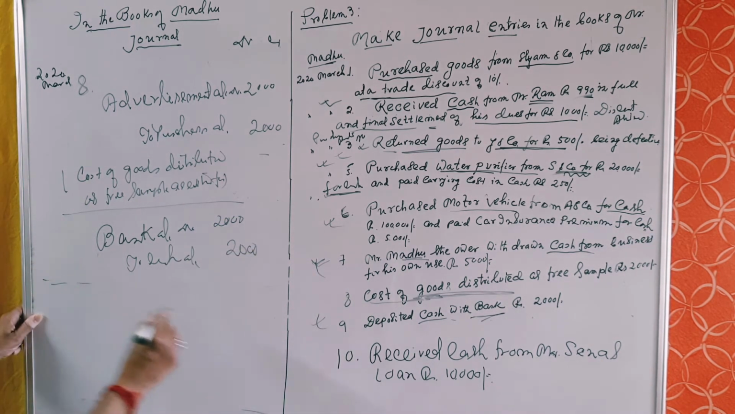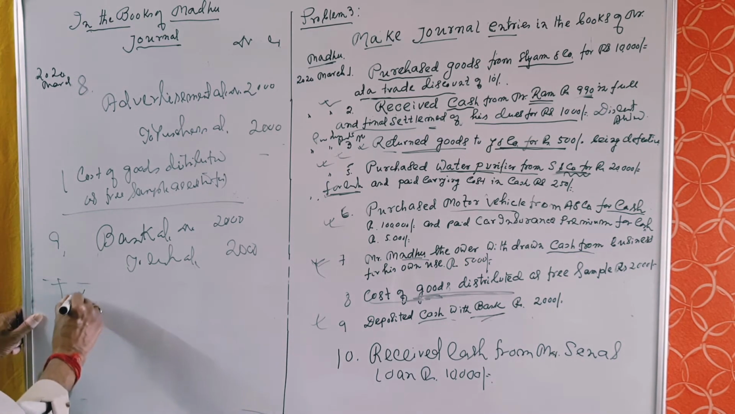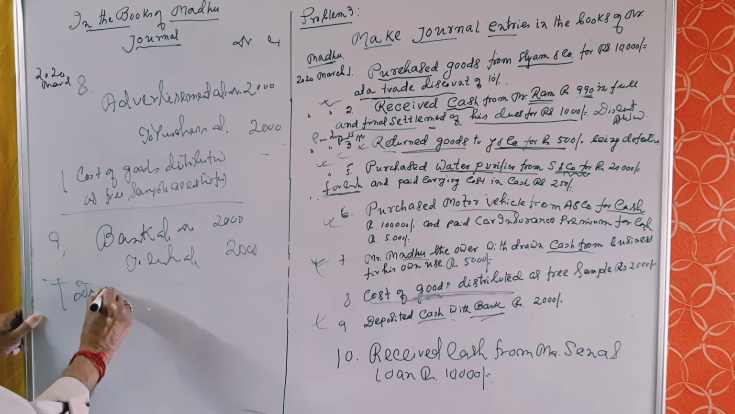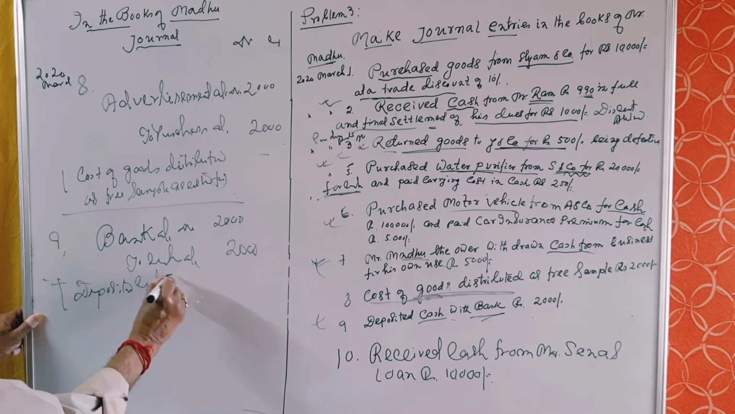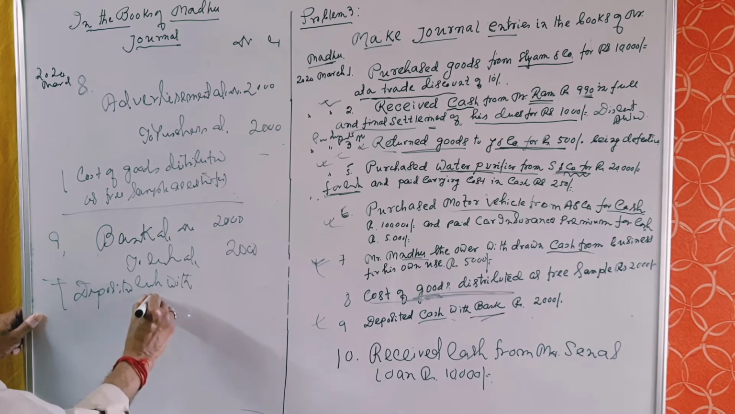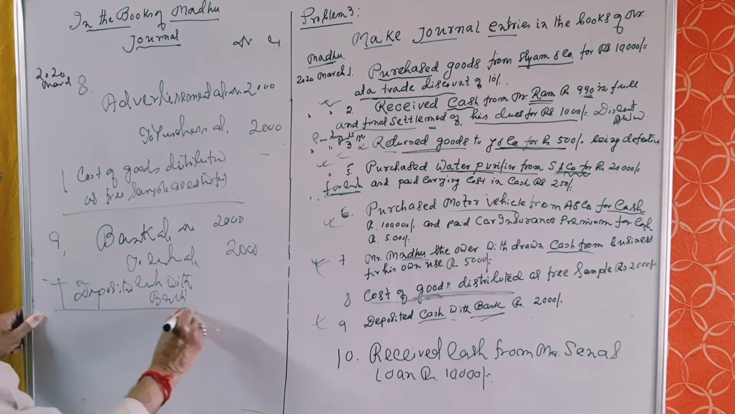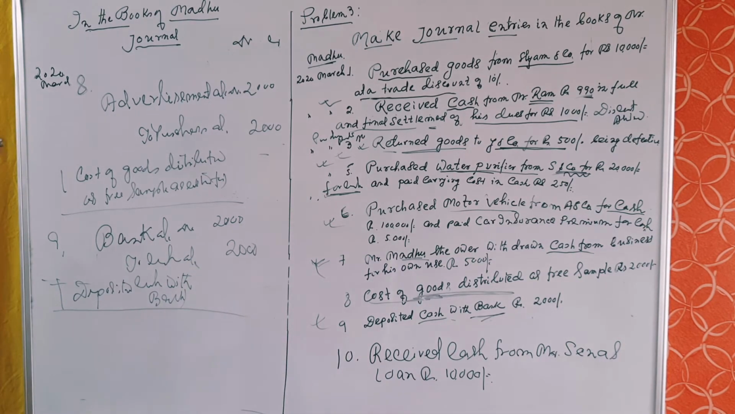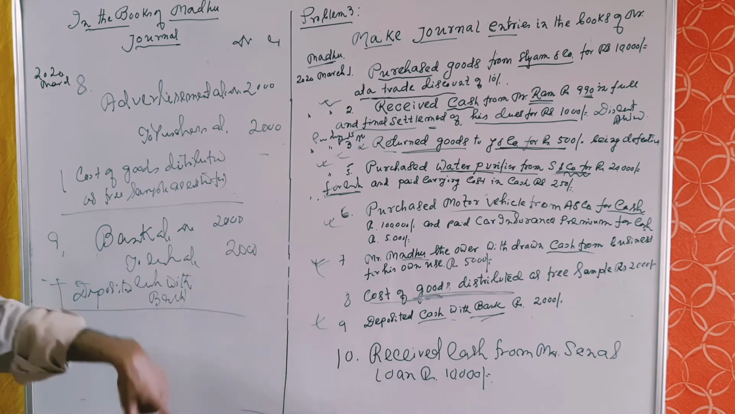What is the date of transaction? This is 9th March. What is the narration? Deposited cash with bank. Is it clear? Both are real accounts. What comes in is debited, what goes out is credited.